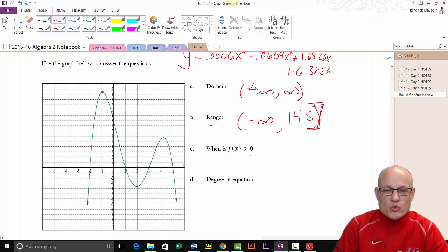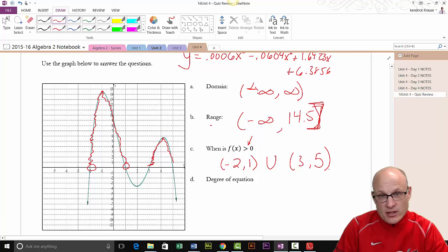When is f of x greater than 0? We talked about it in class today. Greater than 0 is when it's above the x-axis. Well, it's above the x-axis from here. Nope, not here. So it stops here, starts here. So from -2 to 1, it's above the x-axis, or from 3 to 5, it's above the x-axis. So those are the two places.